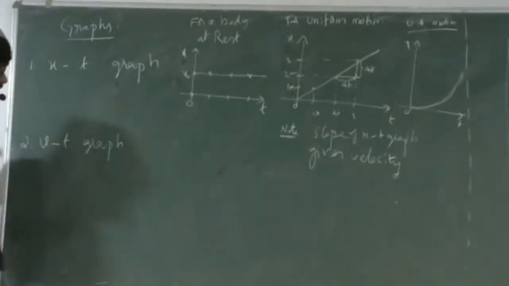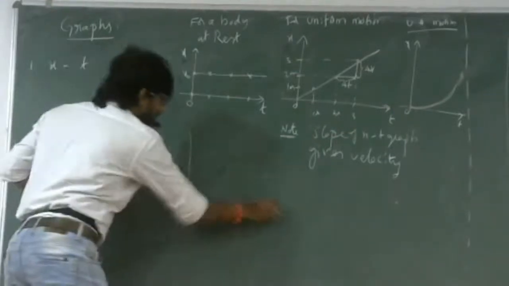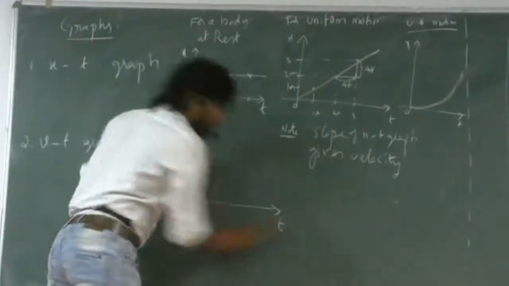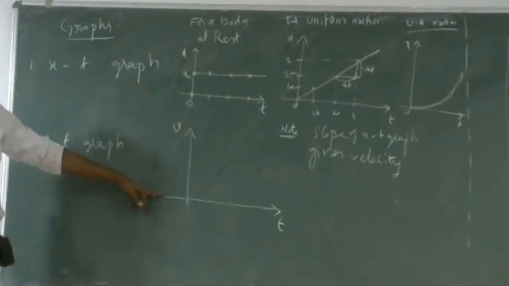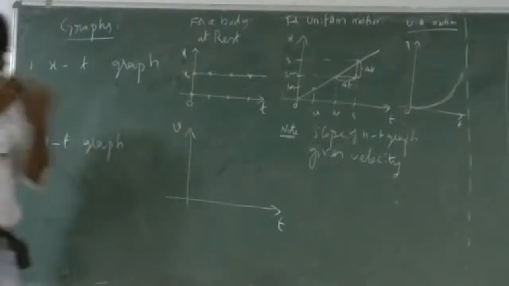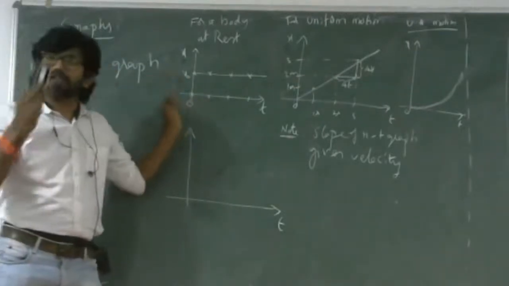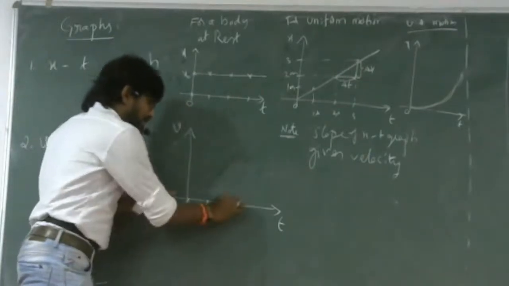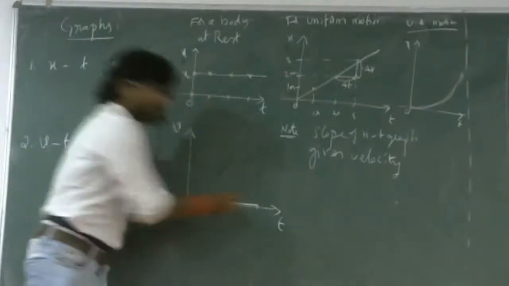So, the velocity time graph. By taking velocity on the y-axis and time on the x-axis, for a body at rest, its position is not changing, which means it is not having any velocity at all. So at time t equal to 0, velocity is 0. After 1 second, 2 seconds, 3 seconds, whenever you observe, velocity will be 0 only.